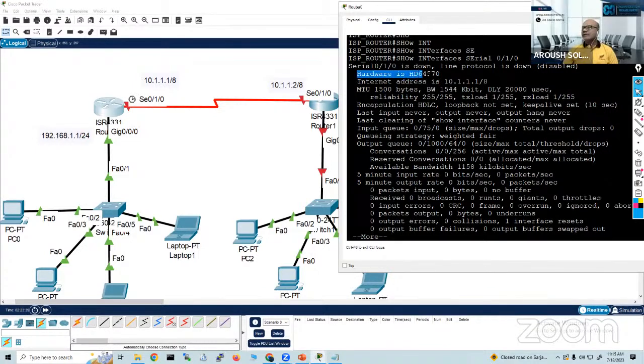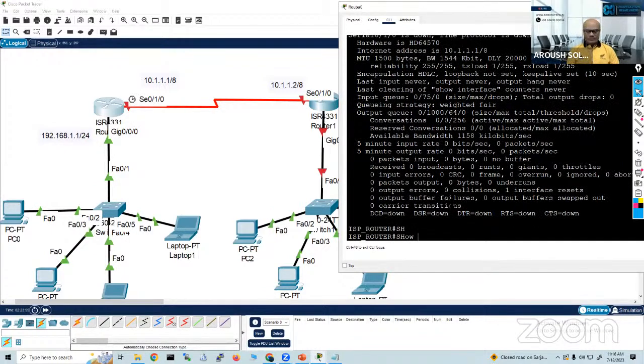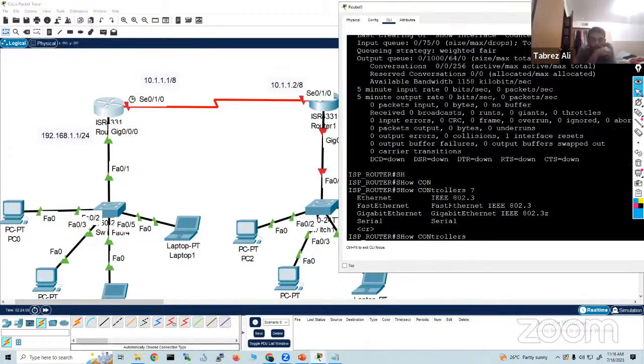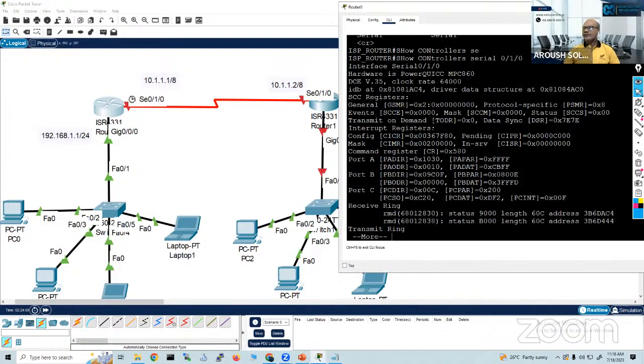This hardware is SDLC. This is the IP address we have assigned. MTU means maximum transmission unit. This is the bandwidth. The DCE or DTE is not shown here, so use show controller, and give the question mark. Serial 0/1/0.